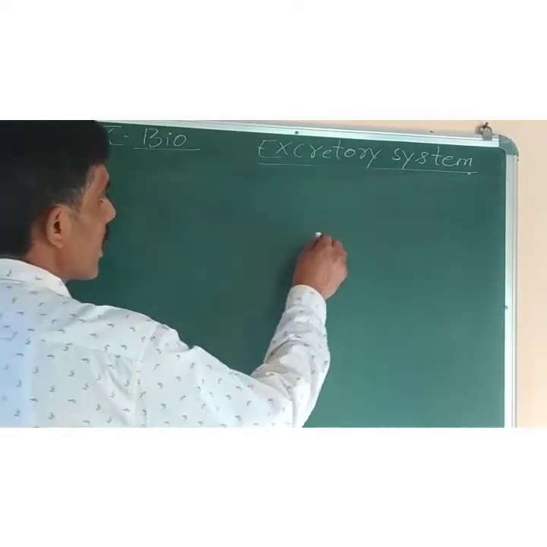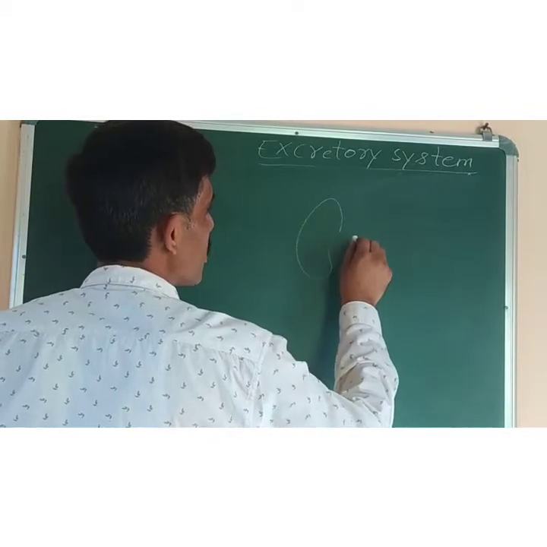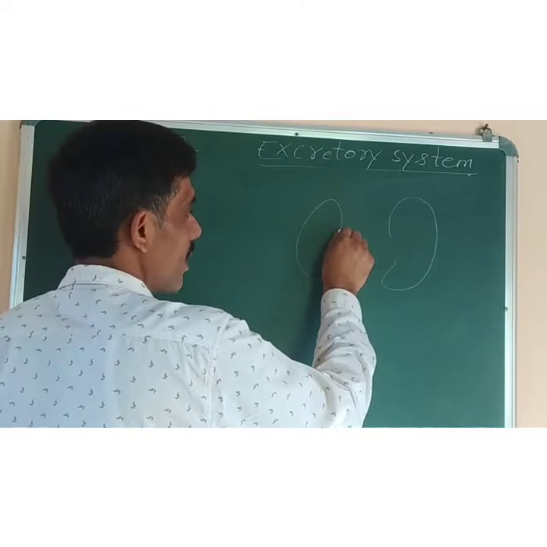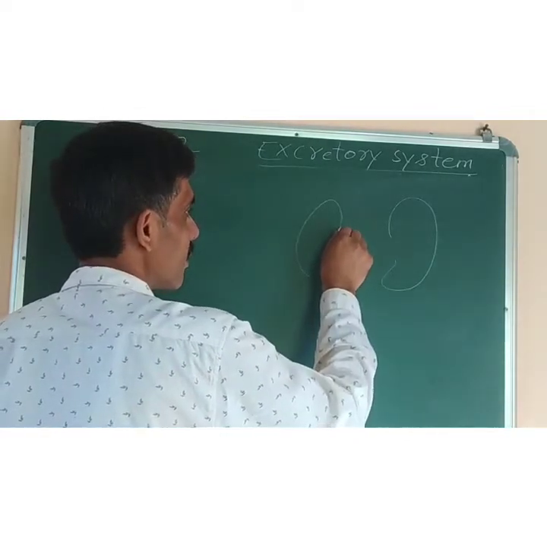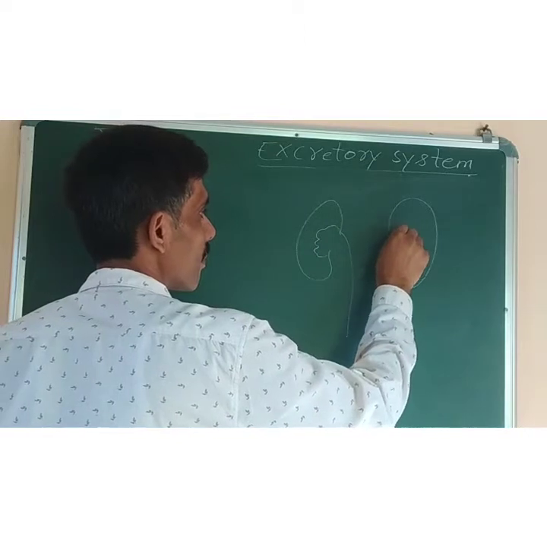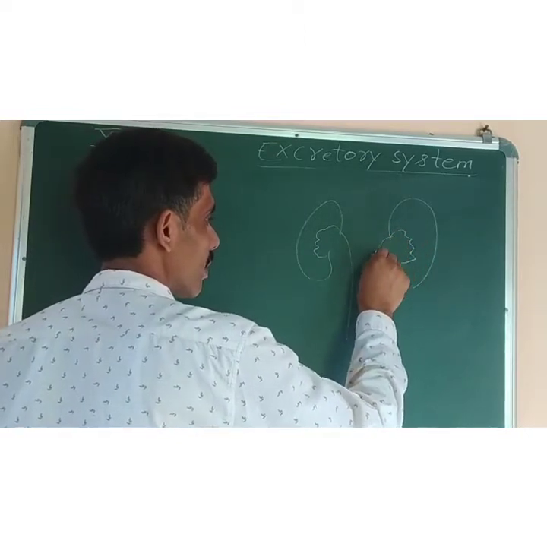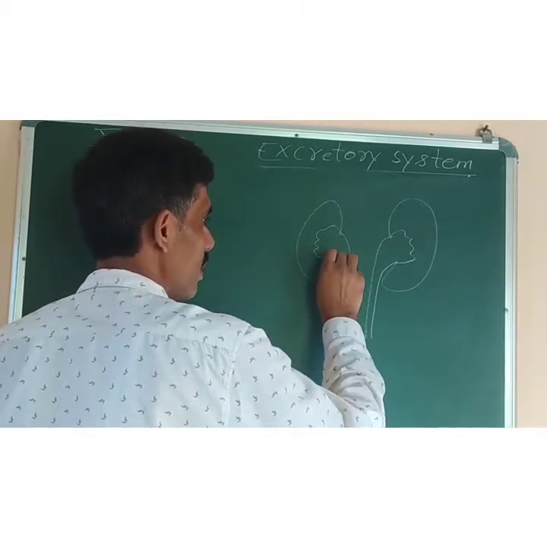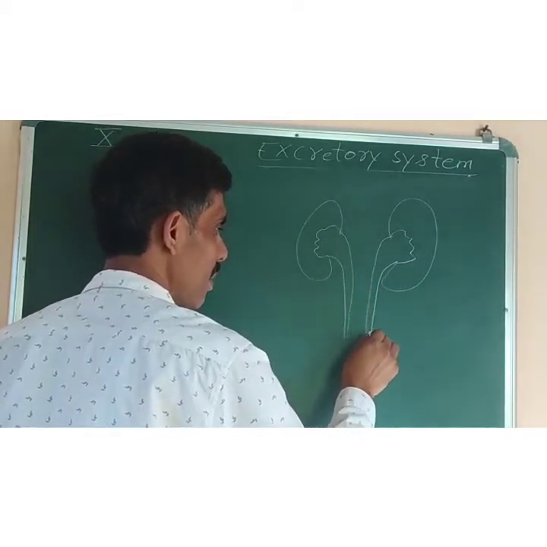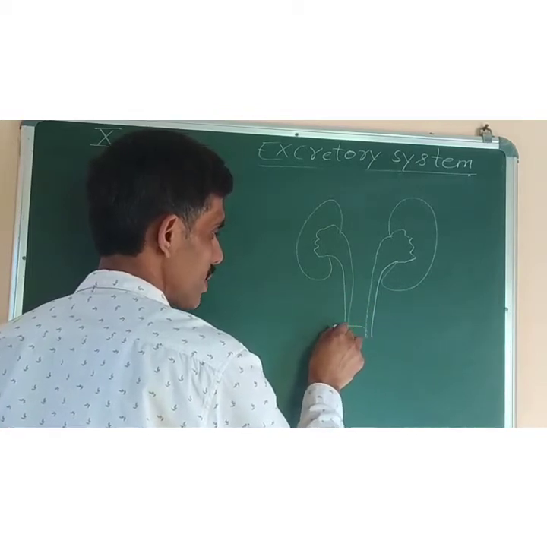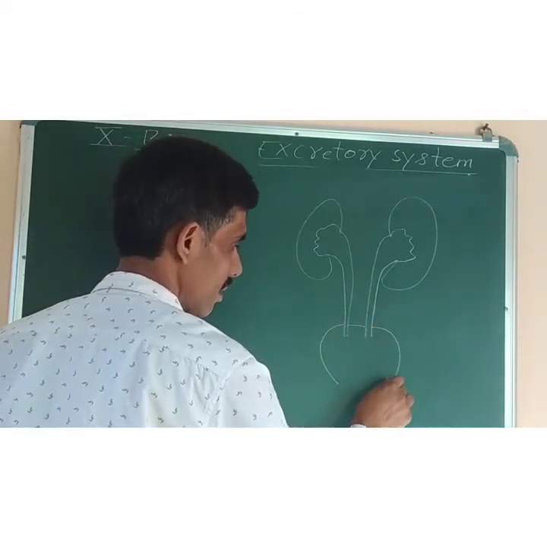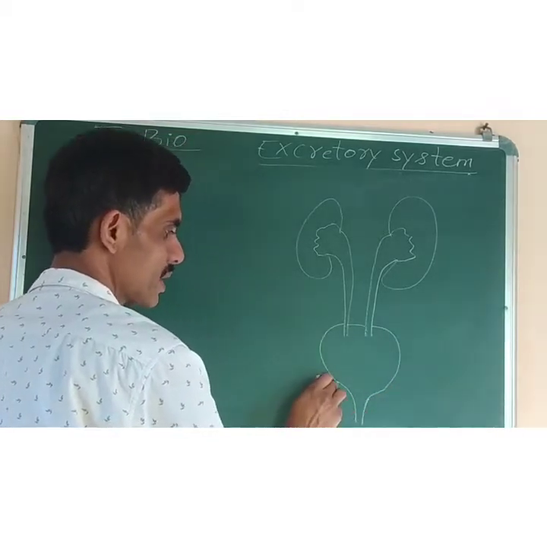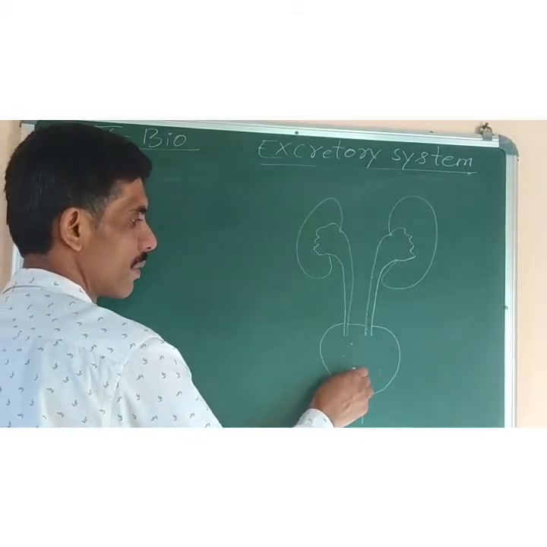It consists of a pair of kidneys, which are bean-shaped or kidney-shaped. Then it consists of a pair of ureters which arise from the kidney. So this is the ureter, the duct which arises from the kidney, and it empties into a muscular bag which is known as urinary bladder. And finally, we have the urethra through which the urine is discharged outside the body.